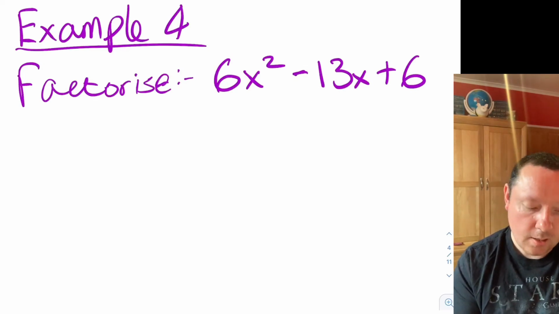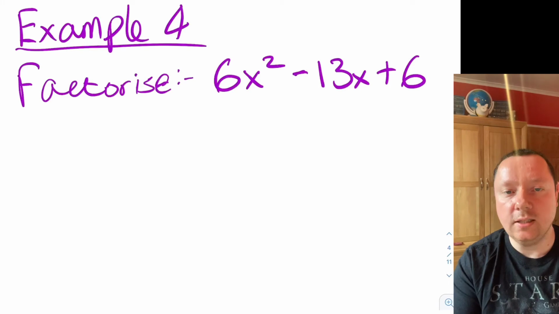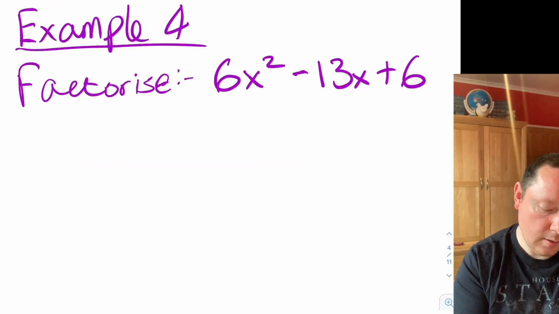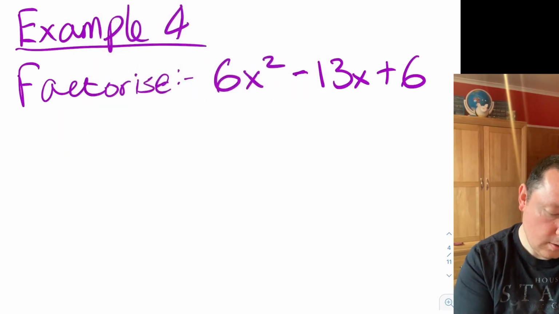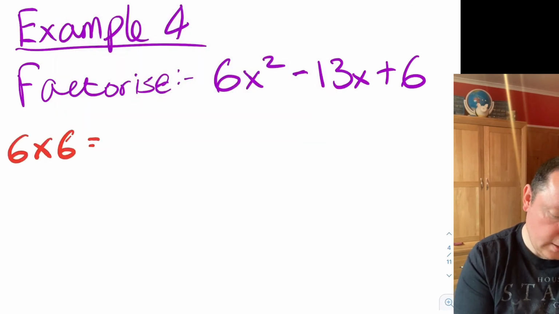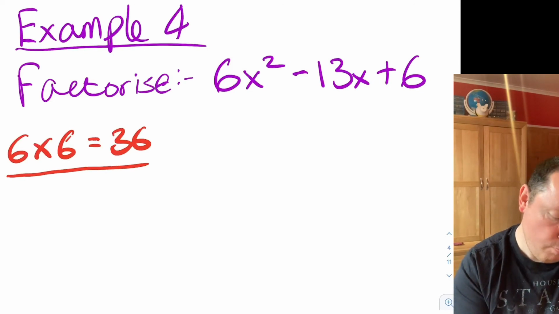So common factor first. 6, 13, 6. There's no number that goes into 6, 13 and 6, so there's no common factor. So I'll now move on to times in the first number 6 by the last number 6. So 6 times 6 equals 36. That's now our key number. So we can list factors of 36.